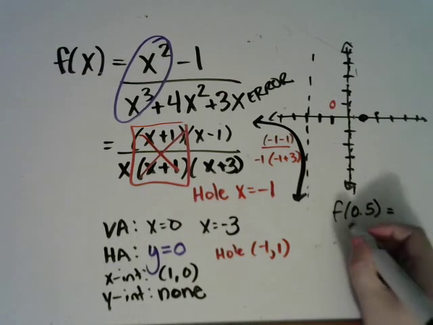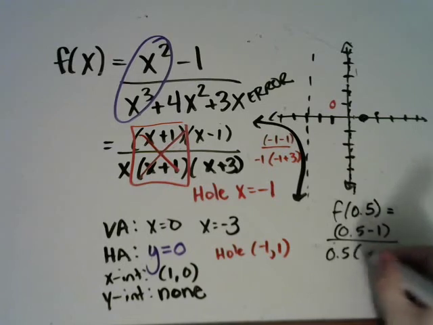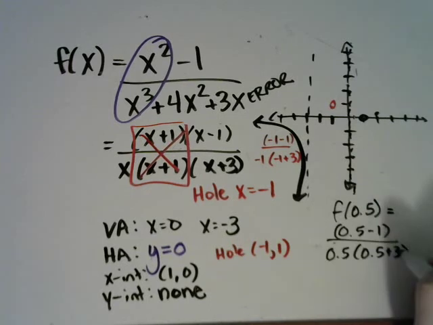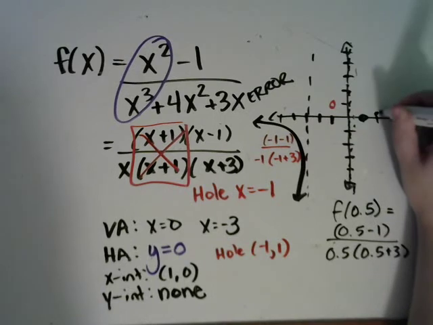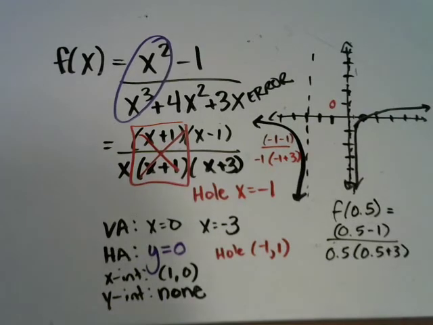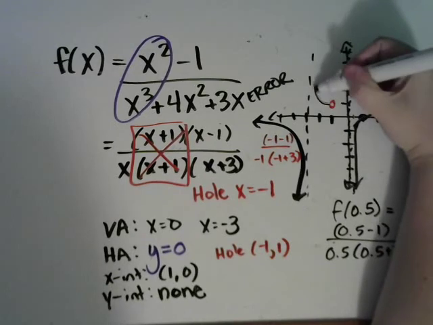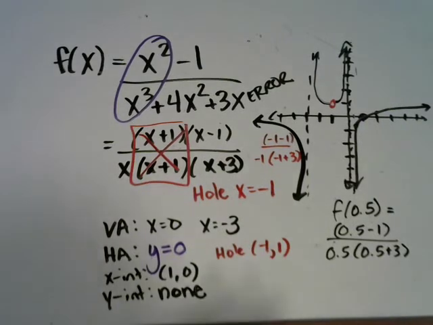So if we plug in 0.5, we have 0.5 minus 1 over 0.5 times 0.5 plus 3. This is a negative divided by a positive, which is a negative, and that is giving me the sense that the graph looks like this. The last area I need to graph, I already have a point. I know that this is positive, so I'm just going to fill in the rest of the graph as a parabola. Go ahead and check this one in your calculator while I reset my whiteboard for the next example.